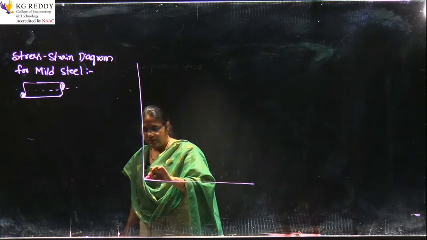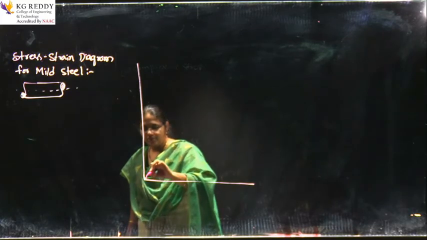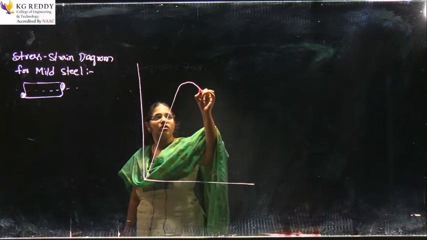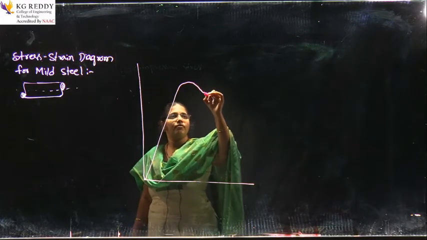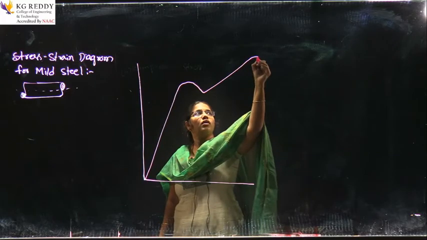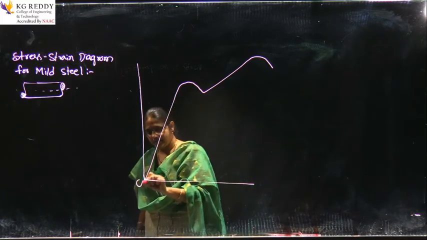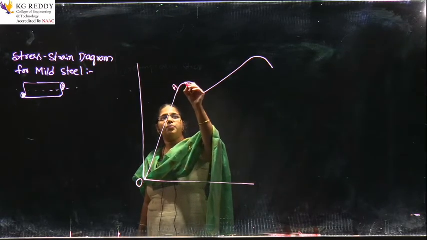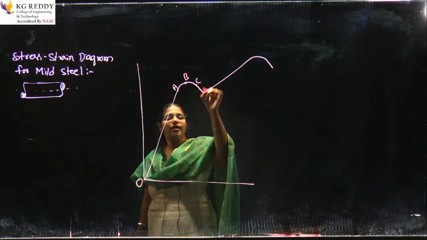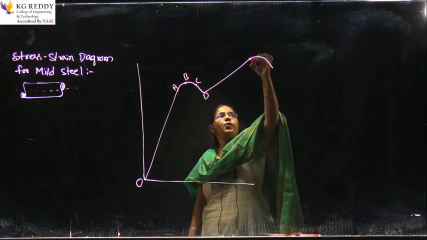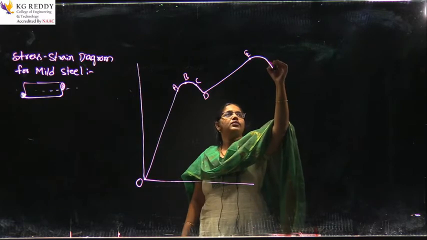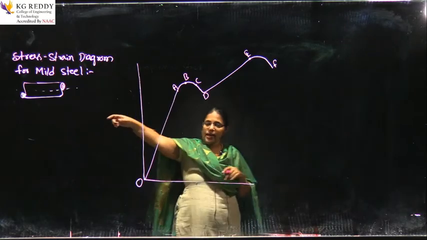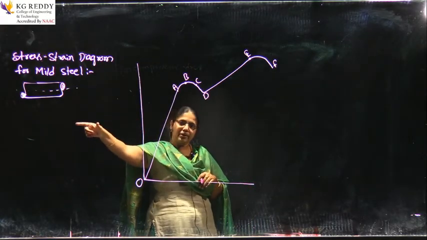Here in the graph I am showing you an example. Let us take this as the point O, and this is the point A, this is point B, this is C, this is D, this is point E, and this is point F finally. Now initially I have applied 10 kilonewtons load on this mild steel element.